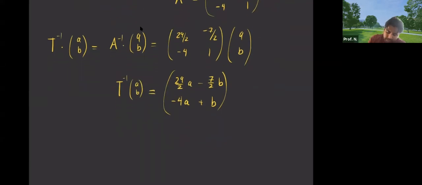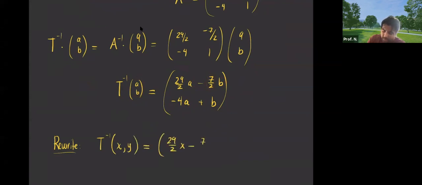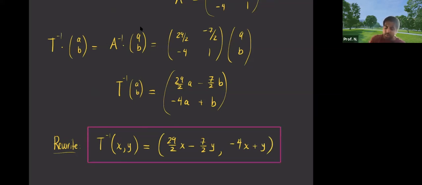Or if you want to rewrite this, you can rewrite it as the following. Now this AB stuff, at the end of the day, doesn't really matter. I can write them with any other variables. I just care about what T inverse does. It takes the first coordinate, multiplies it by 29 over 2, subtracts 7/2 of the second coordinate, and then the first coordinate multiplied by -4, and you add the second coordinate. So in reality, I can write it as T inverse of (x, y) equals (29/2 x minus 7/2 y, -4x plus y). So this is the rule for the inverse of T.